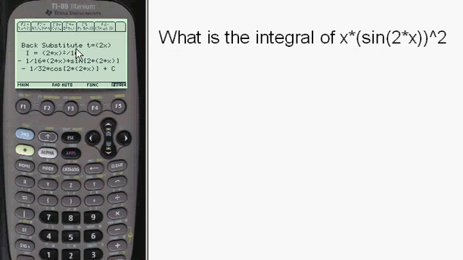Now we back substitute t equals 2x. We put 2x in here, etc., like this, and do all the calculations. I equals the mathematical determination and all this stuff here, and we come up with the answer here. x squared over 4 minus 1/8 times x times sine of 4x minus 1/32 times cosine of 4x plus c.